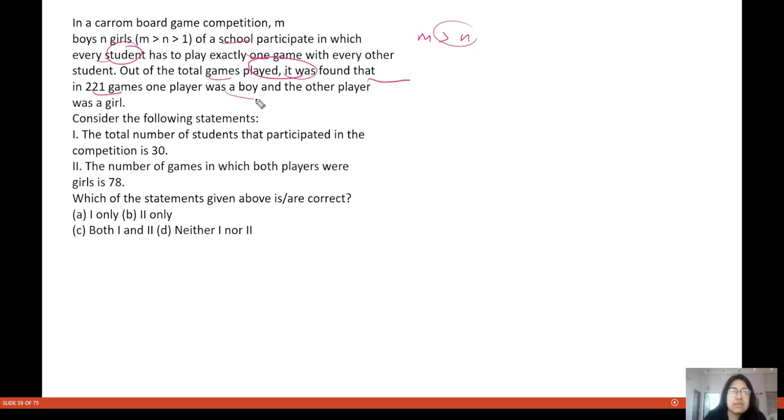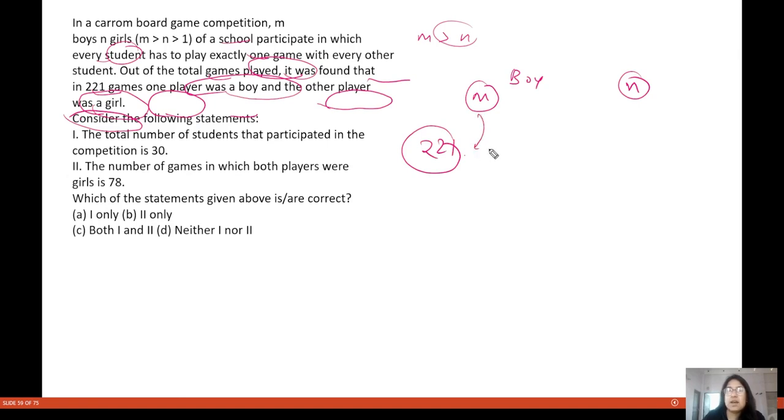Out of the total games played, it was found that in 221 games, one player was a boy and the other player was a girl. Okay, see, so there are M boys and N girls, and it is saying 221 games. In 221 games, boys and girls were against each other. Okay.